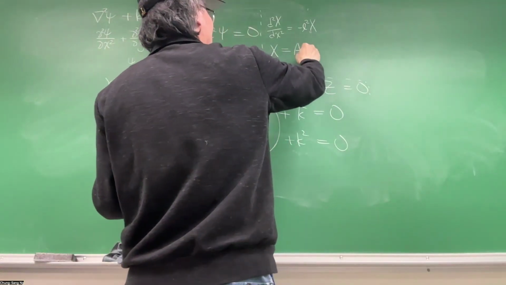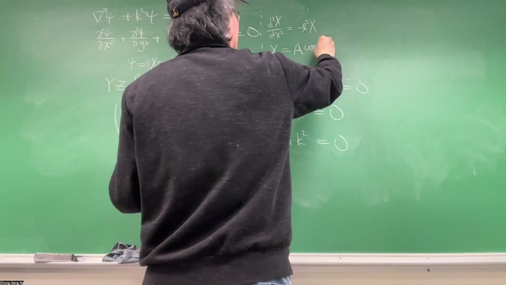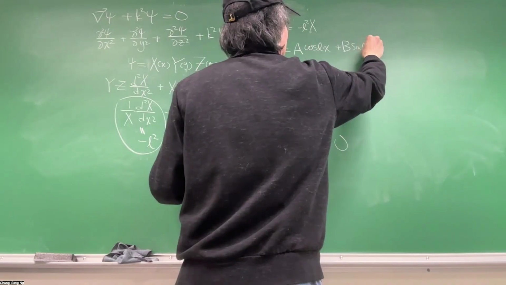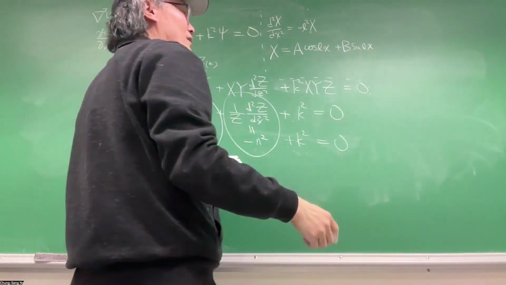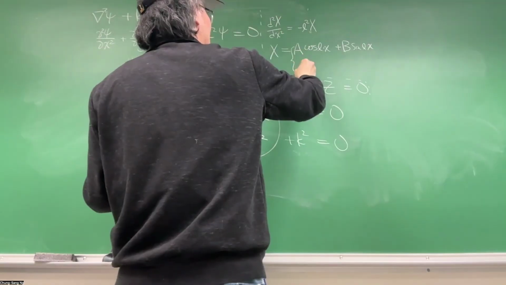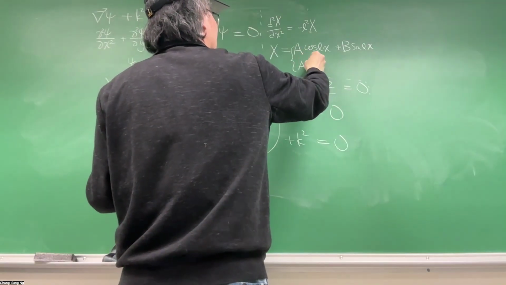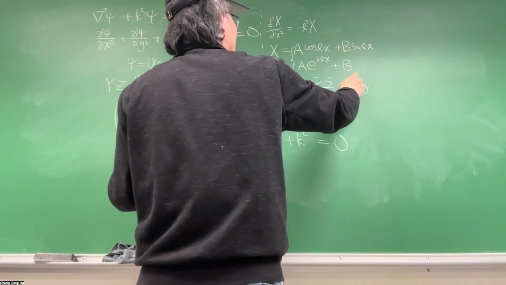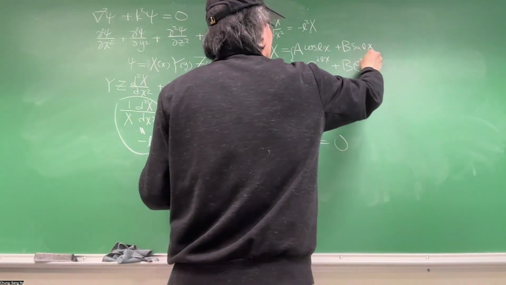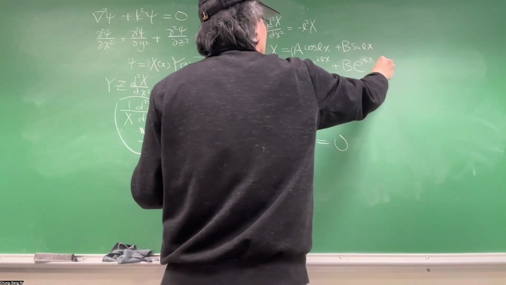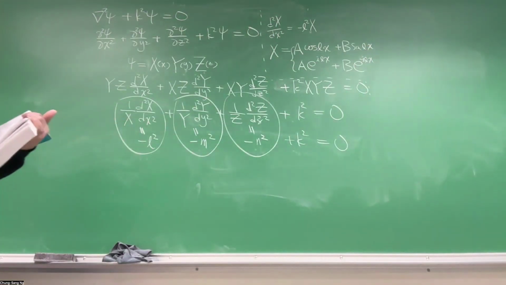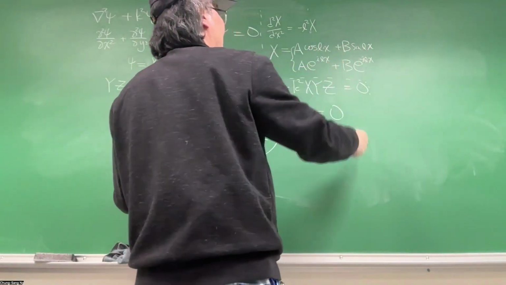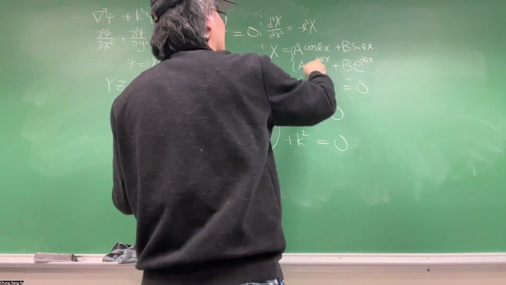Just an arbitrary constant A times cosine Lx, plus B times sine Lx. That's one valid choice. Or if you don't like that, you can use the exponential function e to the i Lx, as long as the two solutions are independent solutions. That assumes L squared is positive, and L is just a real number. And so these are the choices.